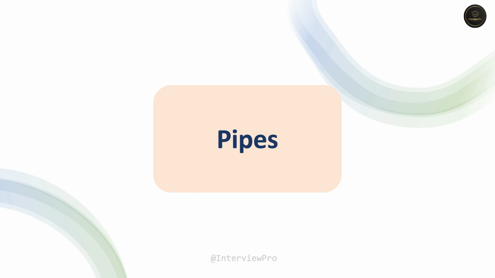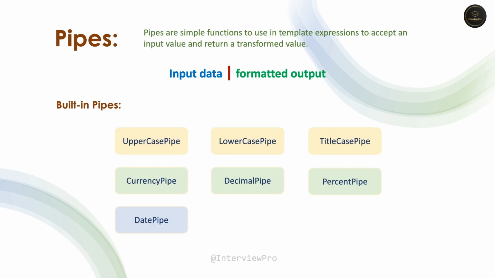In this video, let's talk about pipes in Angular. What is a pipe? A pipe is used to transform the values into the desired format. It takes data as input and formats it and then displays it in the view.